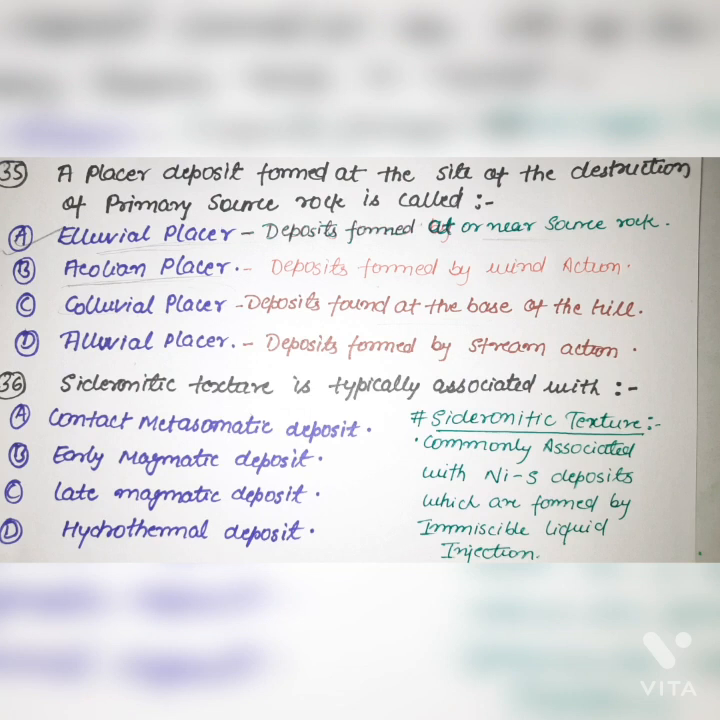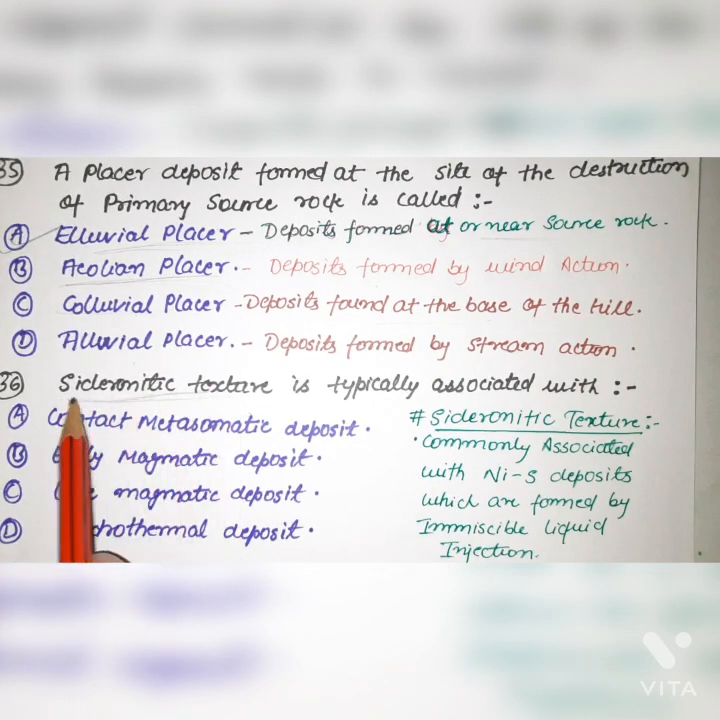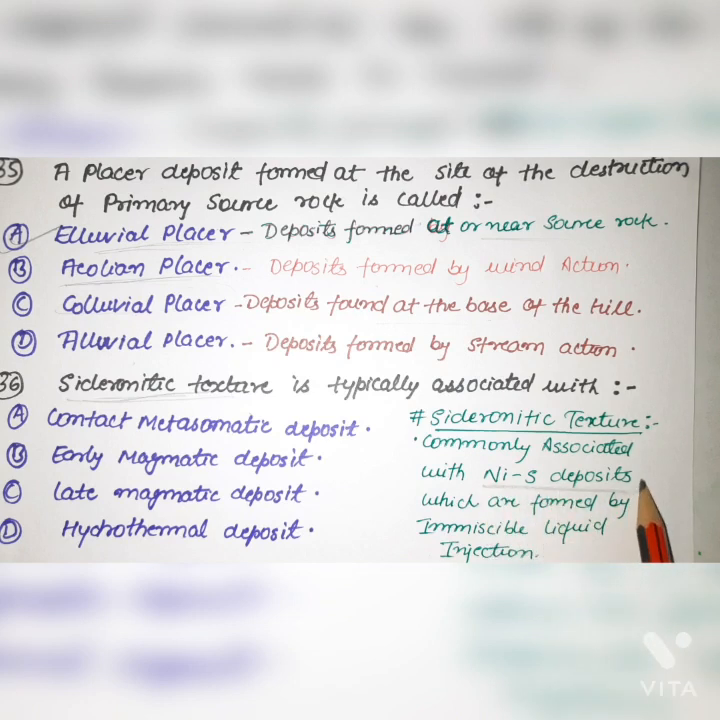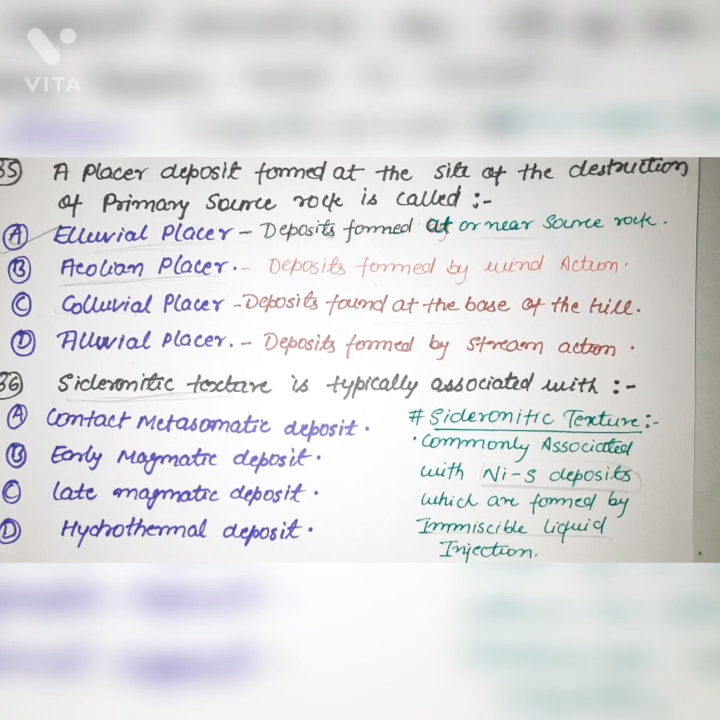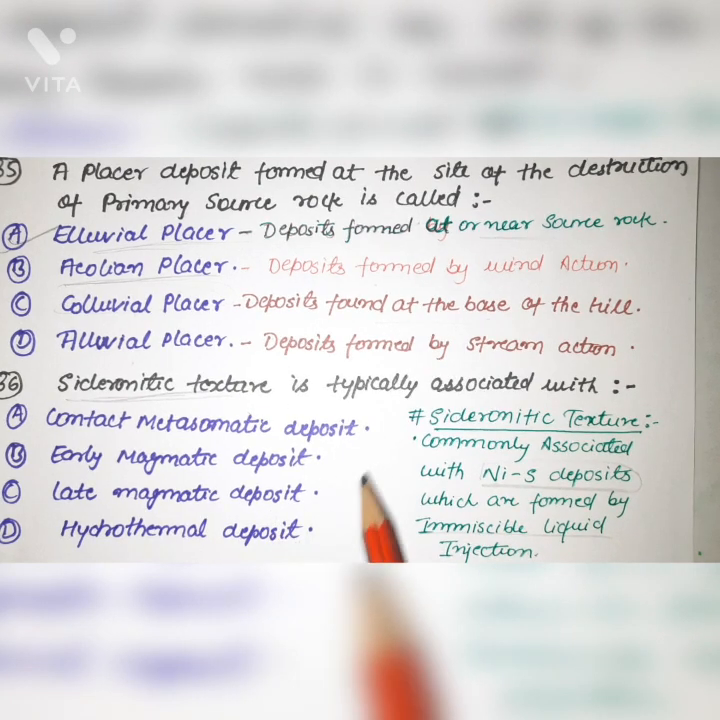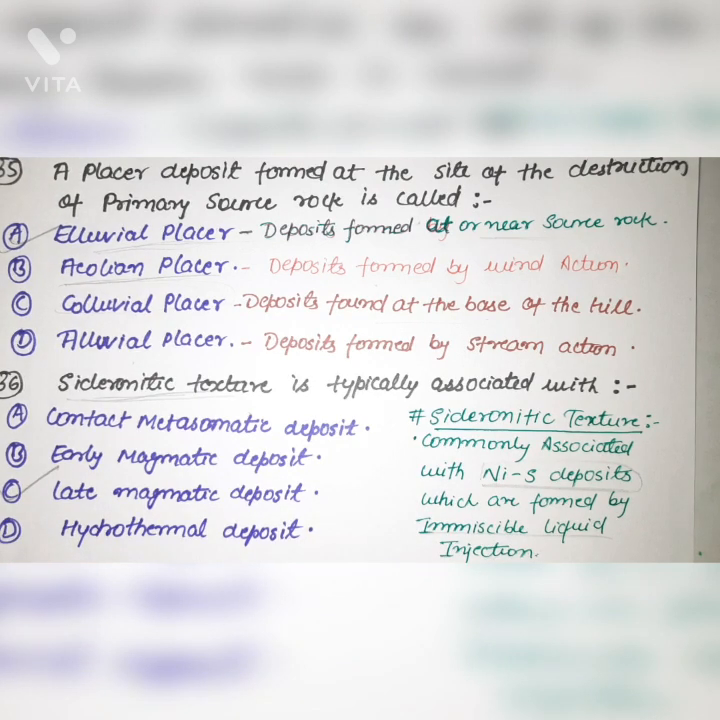Now next question is: hydromagmatic texture is typically associated with. First of all, this texture is commonly associated with nickel sulfide deposits, and nickel sulfide deposits, as you all know, are formed by an immiscible liquid injection process, which is again a process of late magmatic deposit formation. So the correct answer will be late magmatic deposit.